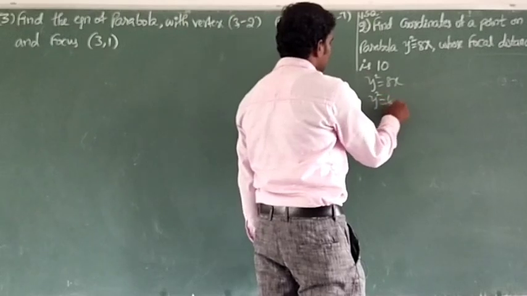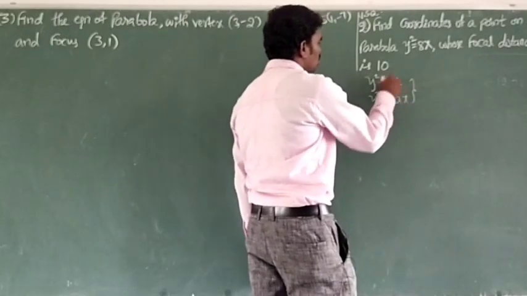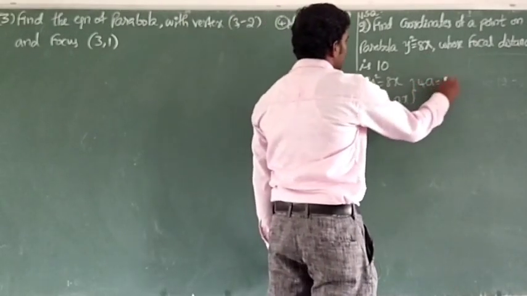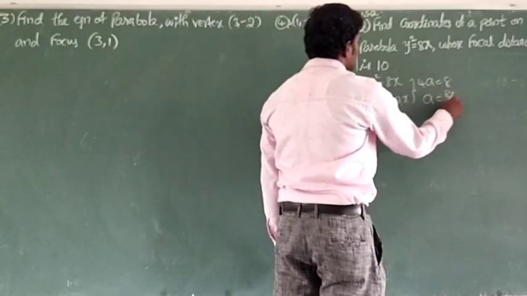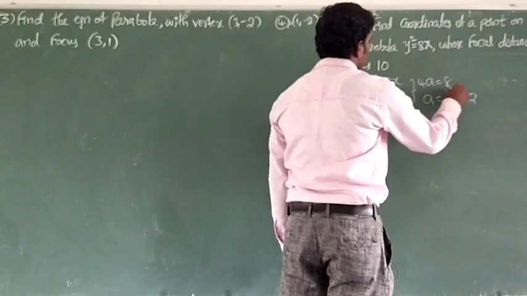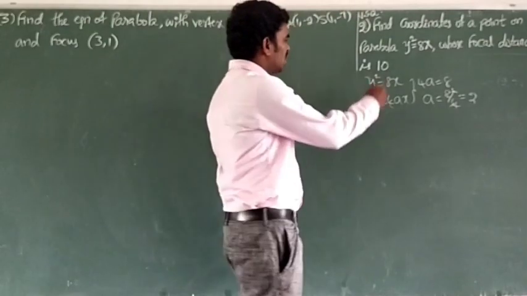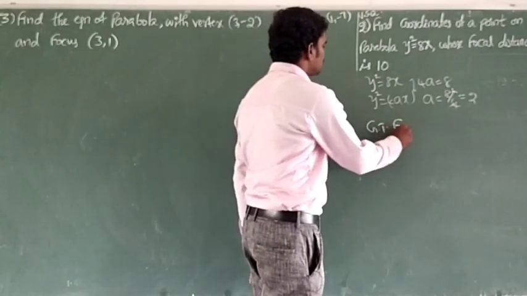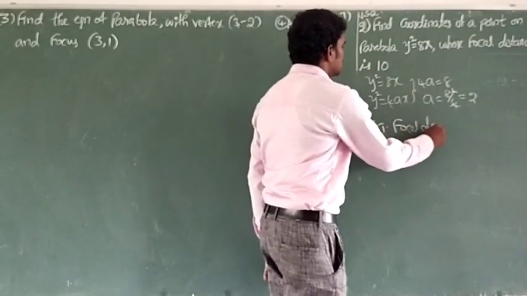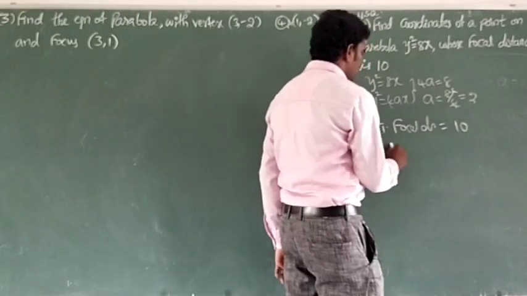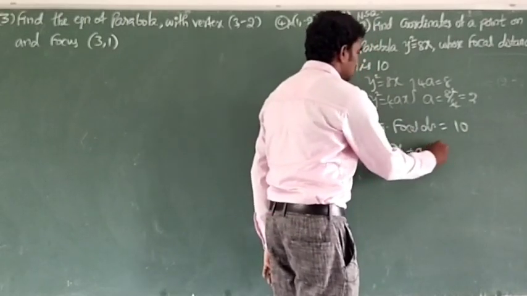The parabola y square equal to 8x is given. Compare with the general equation y square equal to 4ax. So we can write 4a is 8, then the value of a is 8 by 4, which means 2. Am I right? And given that the focal distance is 10. Actually the focal distance formula is x1 plus a, that is equal to 10.